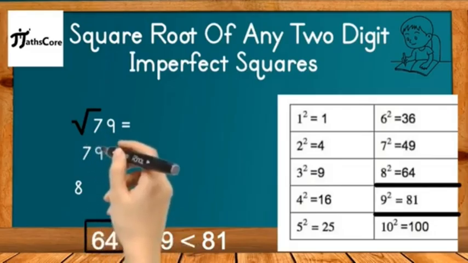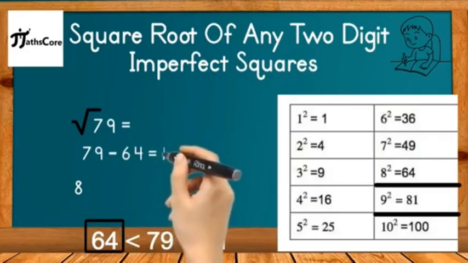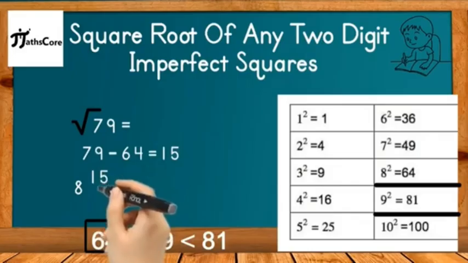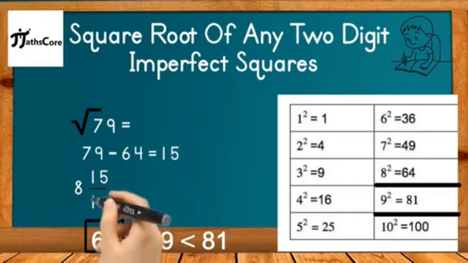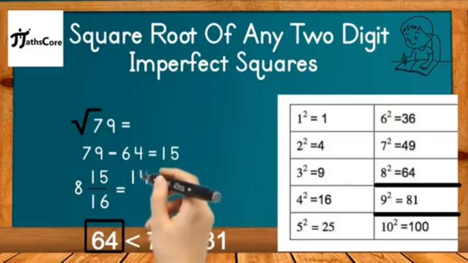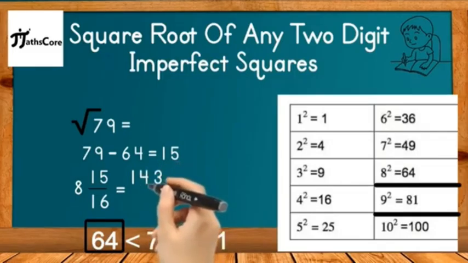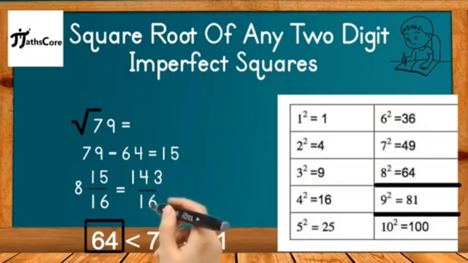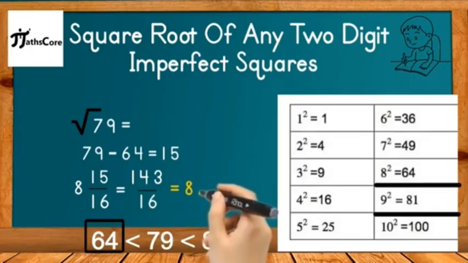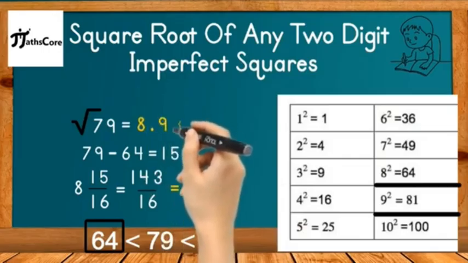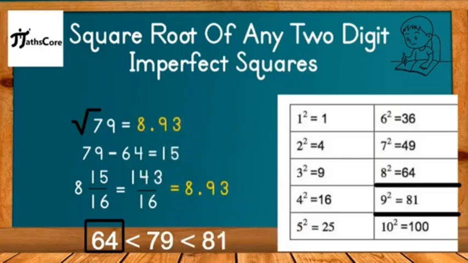After that, we need to subtract 64 from 79. So 79 minus 64 is equal to 15. Now write down this 15 here and divide it by double of 8, which is 16. So it makes a mixed fraction, which is 8 and 15 upon 16. Okay, so we need to simplify it. 16 multiplied by 8 is equal to 128, and 128 plus 15 is equal to 143. So 143 divided by 16 is equal to 8.93. So this is our final answer, and the square root of 79 is 8.93.